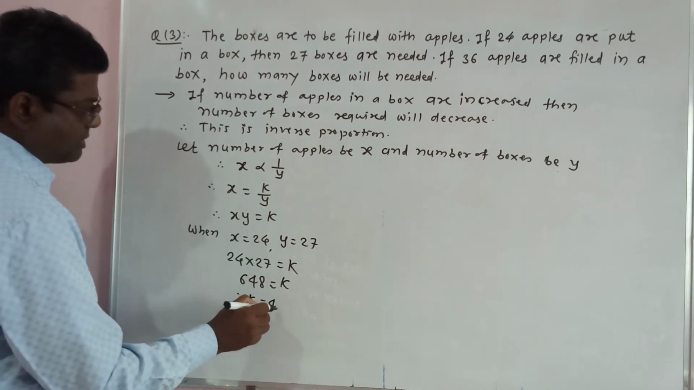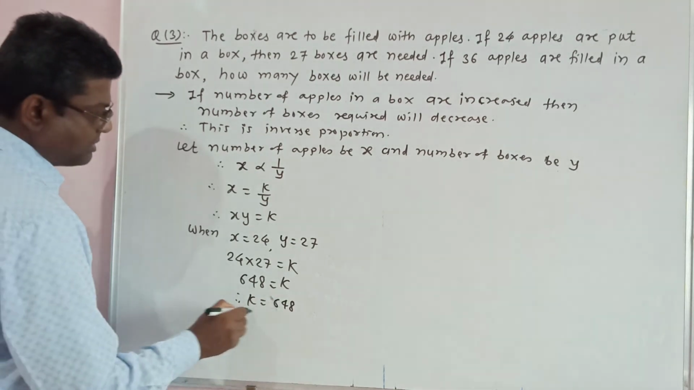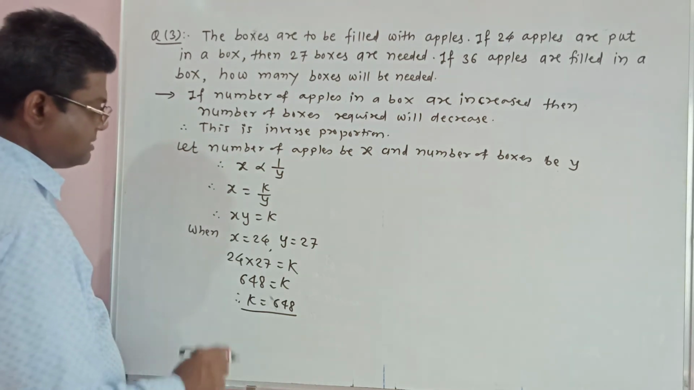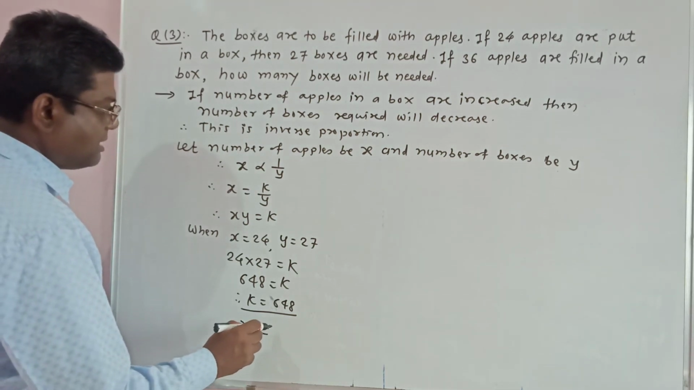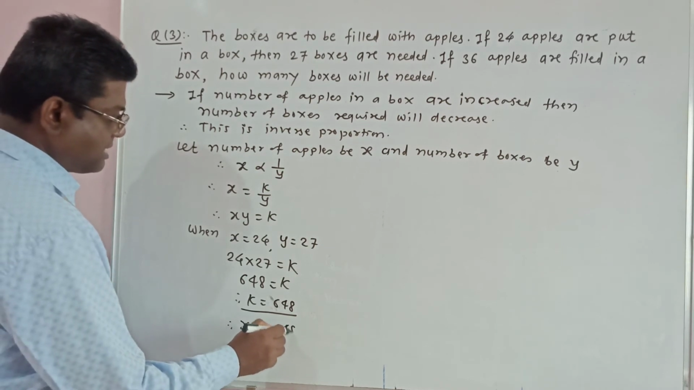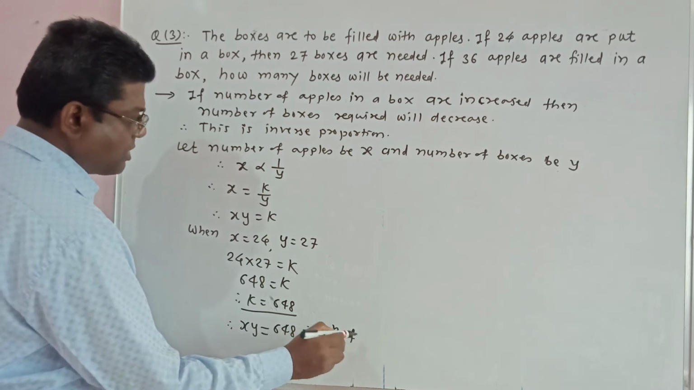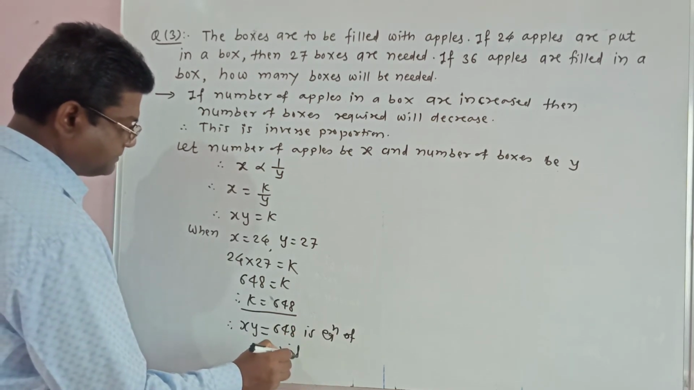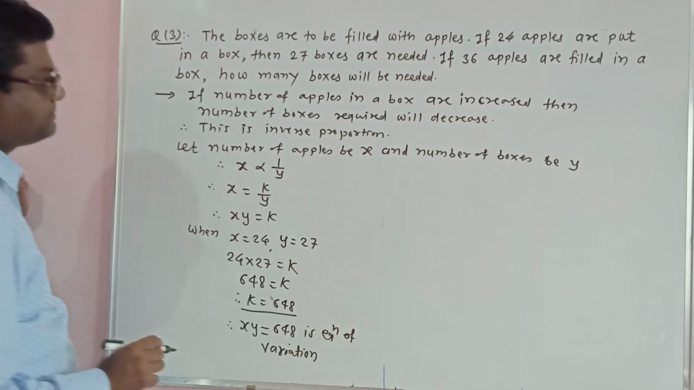Therefore, k is equal to 648 is the constant of variation. Therefore, the equation of variation is xy is equal to 648.